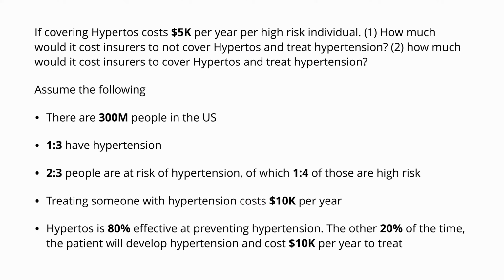Assume the following. There are 300 million people in the US, and 1 in 3 people have hypertension. 2 in 3 people in the US are at risk of hypertension, of which 1 in 4 of those are high risk. Treating someone with hypertension costs $10,000 per year. Hypertose is 80% effective at preventing hypertension. The other 20% of the time, the patient will still develop hypertension and cost $10,000 per year to treat. Pause the video now to answer these questions.